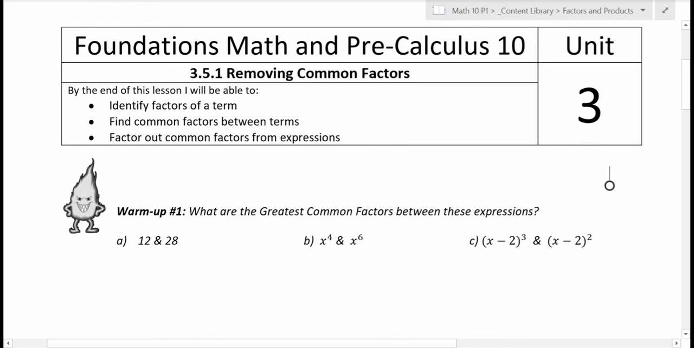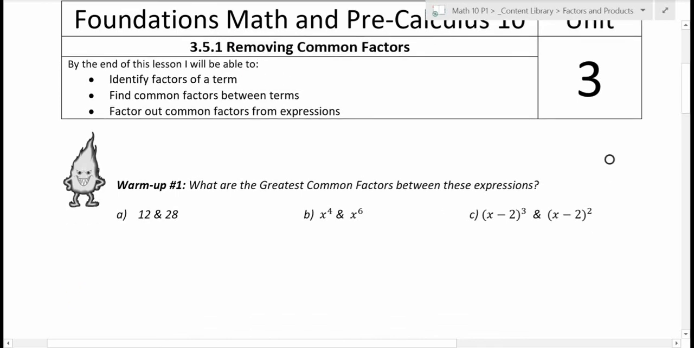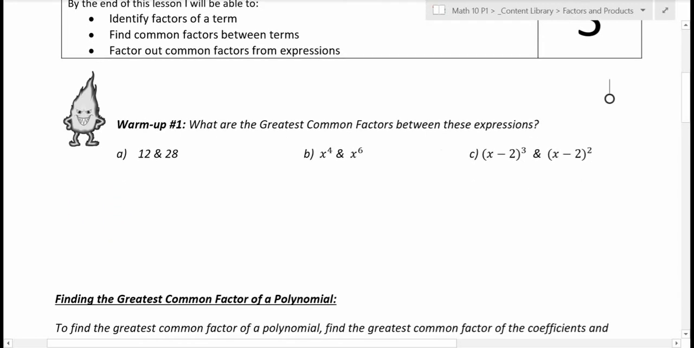Okay, welcome back to the fourth lesson for the polynomial unit. We are going to be looking at the common factors today, and not only the common factors for numbers, but also for expressions. And we're going to remove them, that is, factor out the common factors. Okay, so let's look at the formal questions here first.